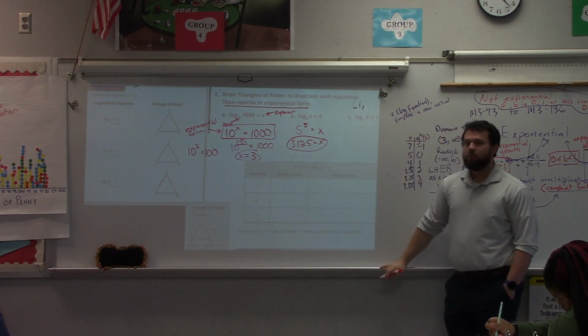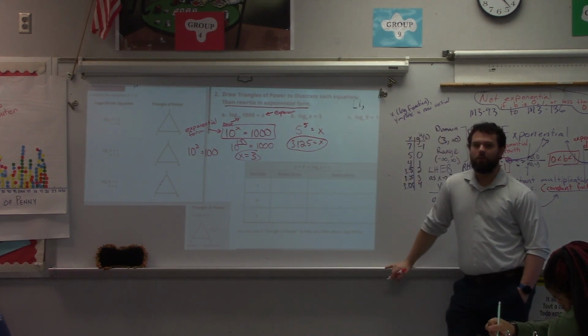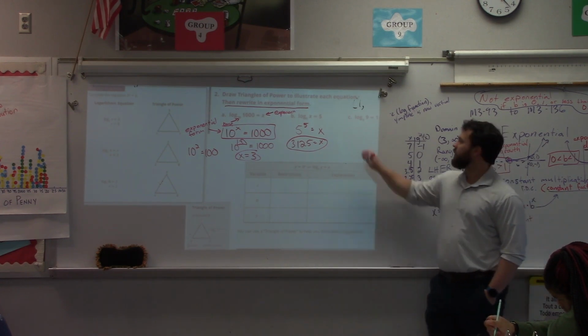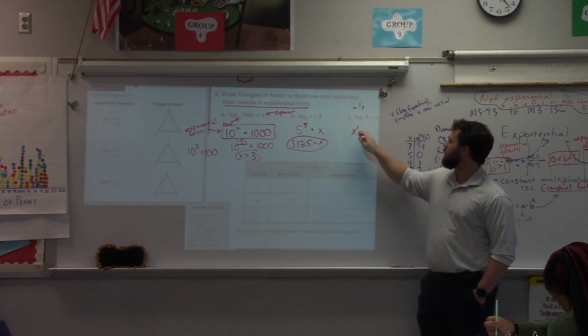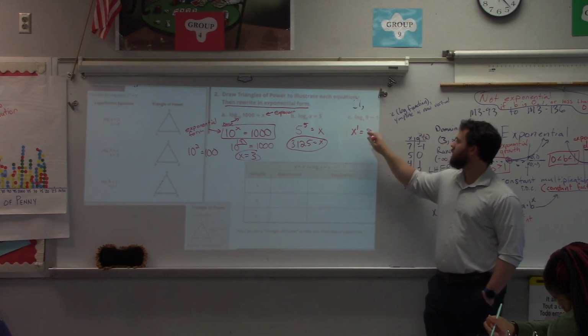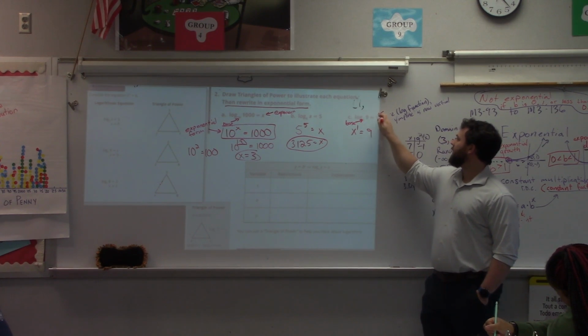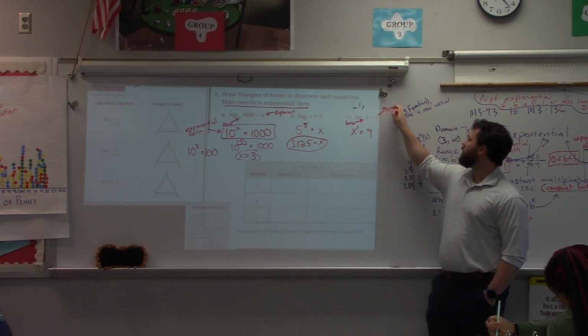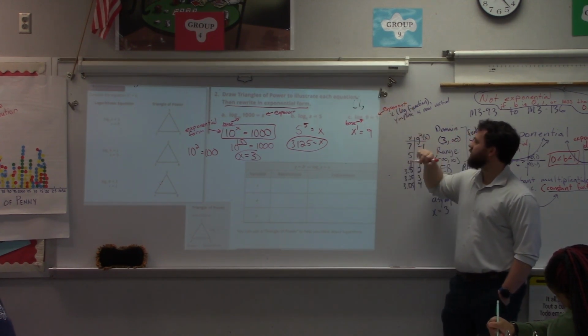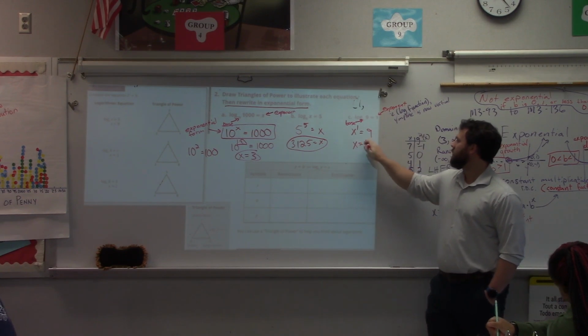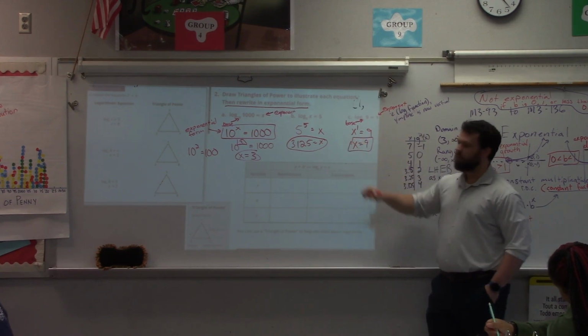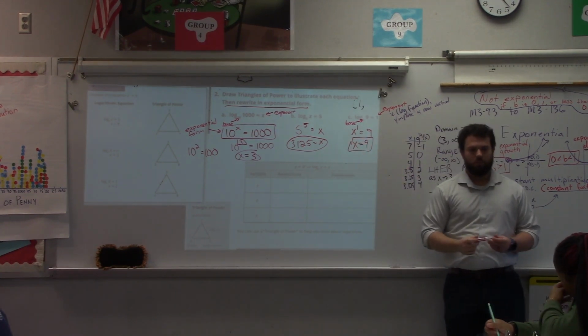So how would I write C? What would be my base for C? What would be my exponent? 1. And that's equal to? 2. So remember, base and exponent. If you can remember what the base and what the exponent are, everything else falls into place.